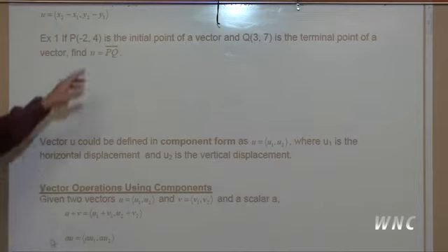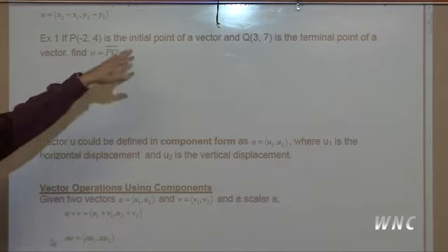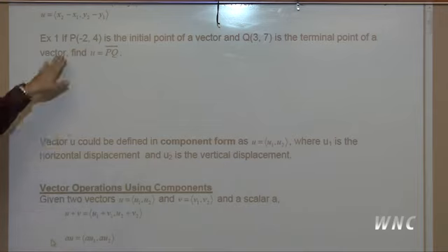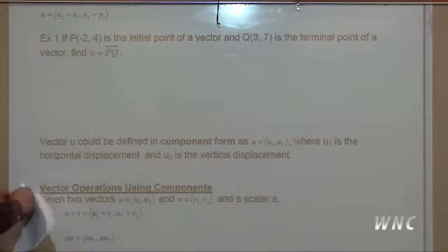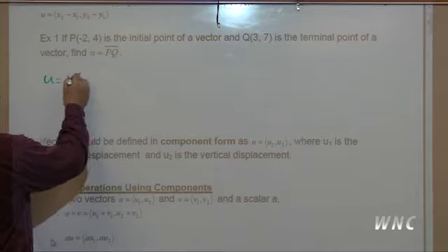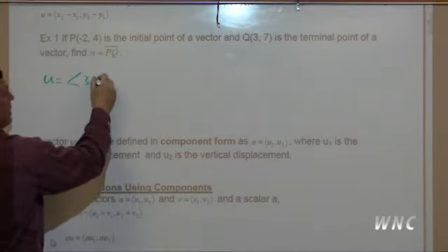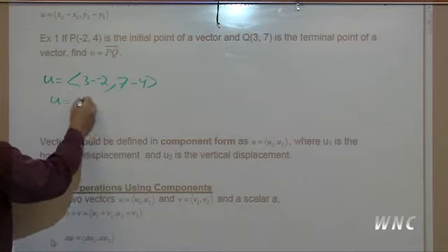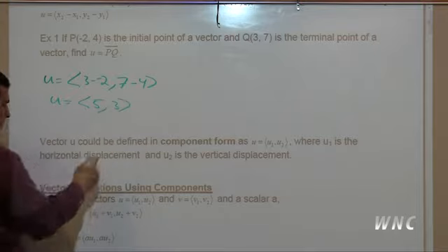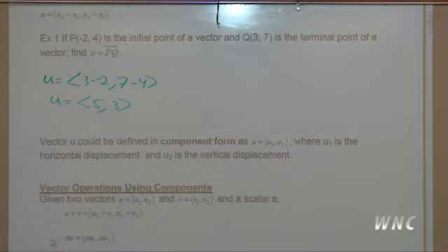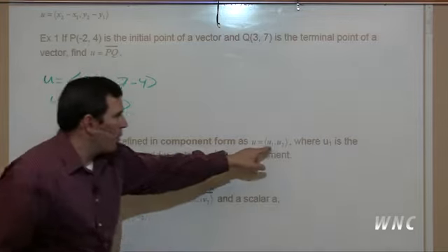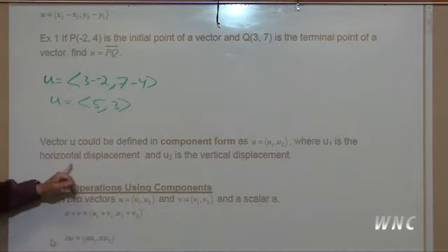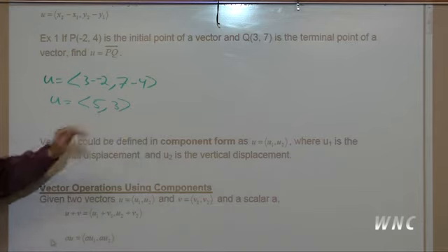If P is located at negative 2, 4, that's our initial point, and Q is at 3, 7, that's the terminal point of the vector, find U equals PQ. So U will equal 3 minus negative 2, comma, 7 minus 4. So U will equal 5, 3. Now vector U can be defined in component form as U equals U1, comma, U2, where U1 is the horizontal displacement, in this case 5, and U2 is the vertical displacement, in this case 3.